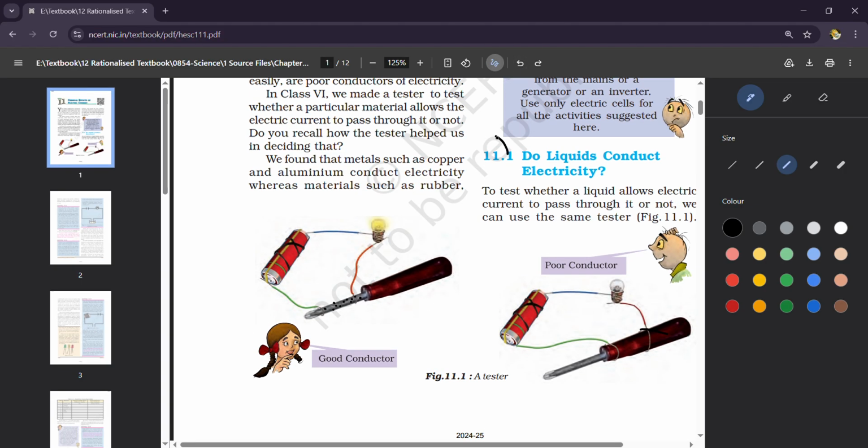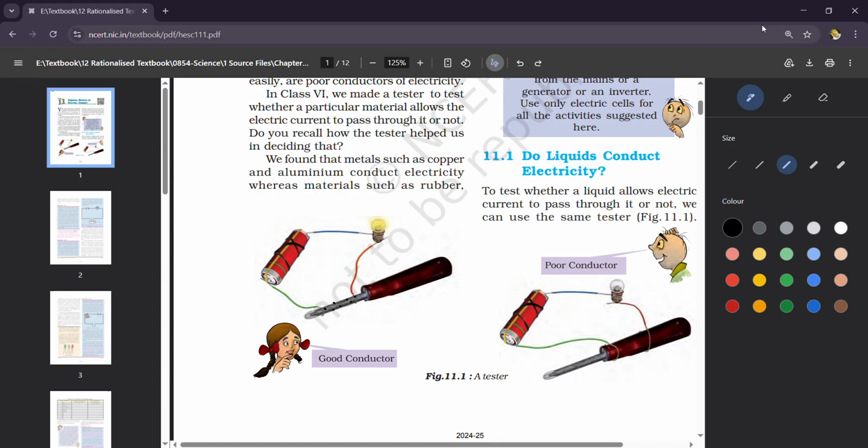Do liquids conduct electricity? Yes, liquid may conduct electricity if there is any charge carrier in it. Charge carriers are free electrons or ions, and as we know, ions are of two types, negative and positive. The negative ions are called anions, and the positive ones are called cations. I think it is clear.